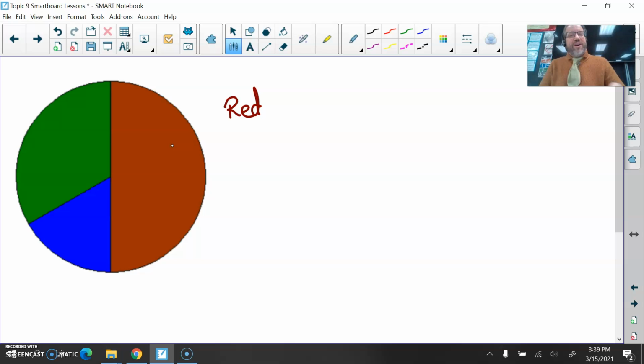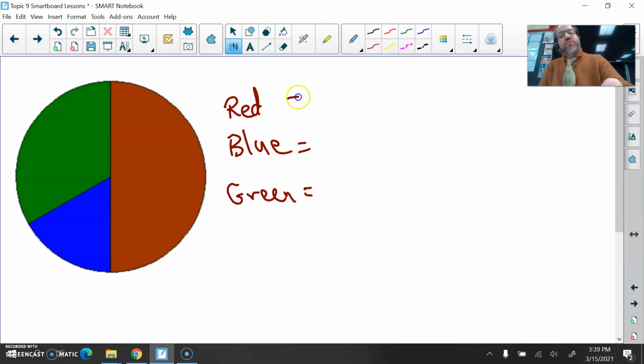All right, anyway, this other section over here is clearly blue. I think everybody would agree with me there. And this third section is green. And I want to give an estimate for what percent of the entire whole, of the whole circle graph, each of these sections represents.